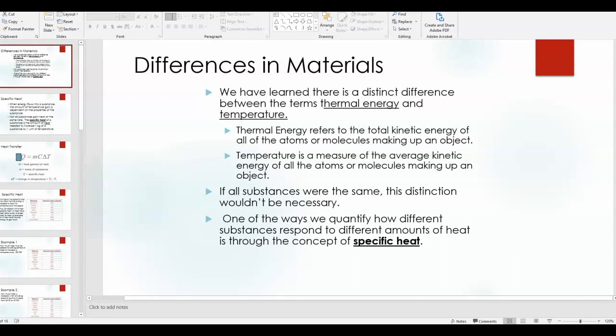Okay, so in this video, we're going to start finishing up our unit over thermodynamics. At the start of this unit, we talked about the difference between the terms thermal energy and temperature.